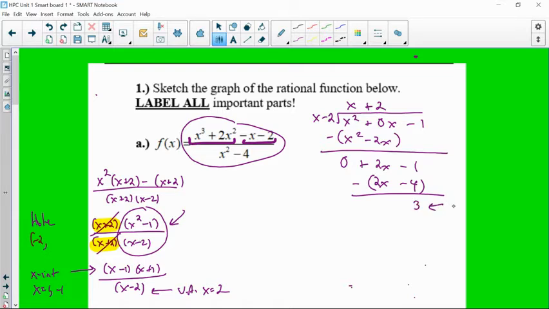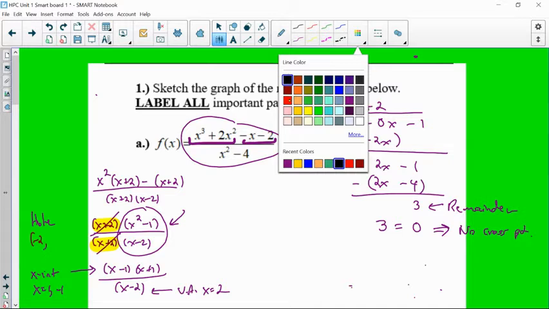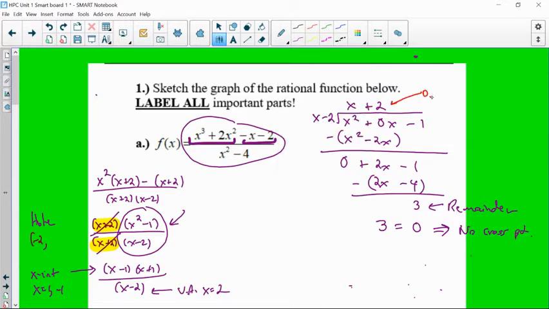Now remember, that's the remainder. And in order to check if it's a cross point, we set the remainder equal to 0 and solve. Well, this never is true, right? 3 is never 0. So that tells me in this function, there's no cross point. Okay, but what are some important things, right? Again, I know that the oblique asymptote is y equals x plus 2. So that's important. I have my vertical asymptote at x equals 2.